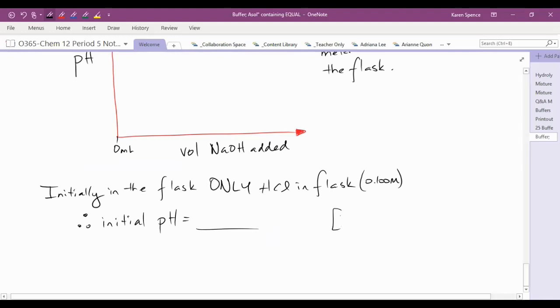Okay, the concentration of H plus would be 0.1, which is the same as 10 to the negative 1. And so the negative log of 10 to the negative 1 is 1. All right, so we're going to put our initial pH of 1.